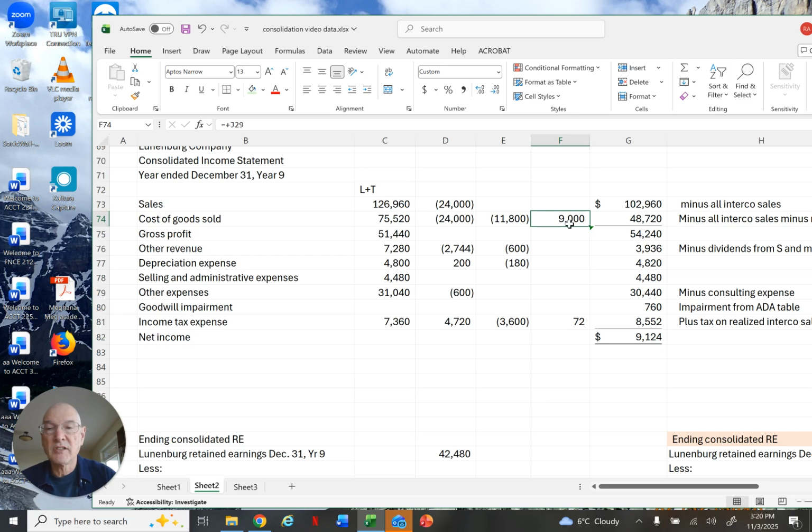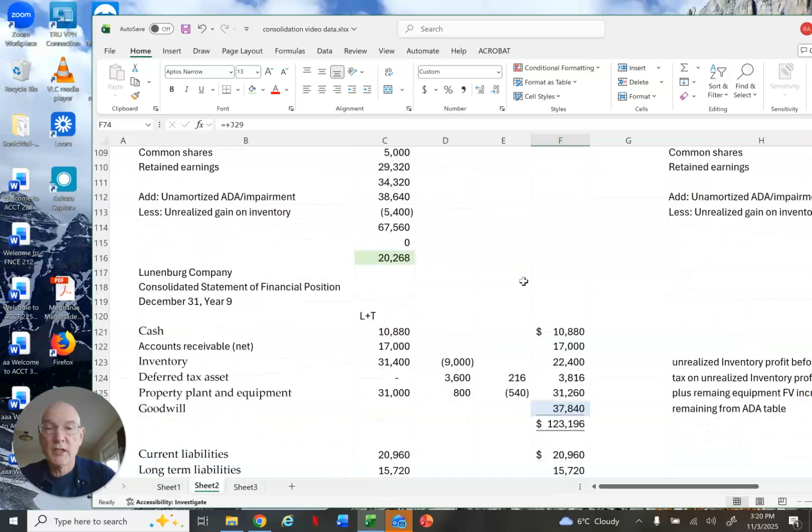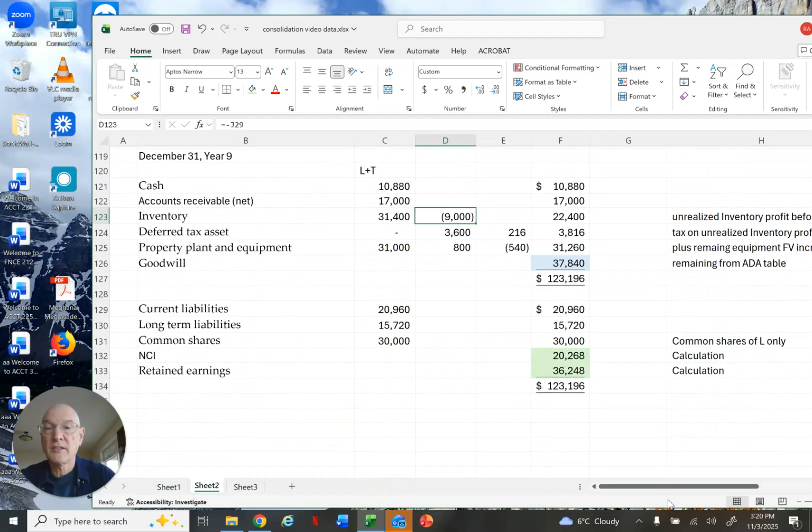If you take unrealized profit in ending inventory and add it to cost of goods sold, then that plus 9 on the income statement becomes minus 9 on the balance sheet. We're just saying the inventory on hand in Lunenburg's inventory. If you take away that unrealized profit before tax, you take away 9,000. It's the same number. Now, what about tax?